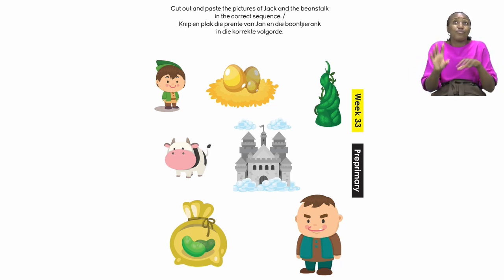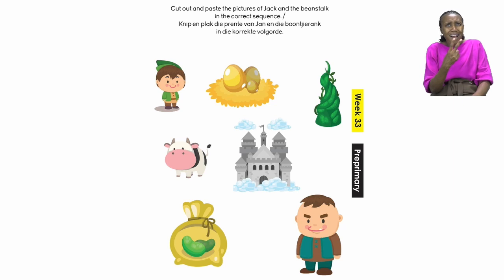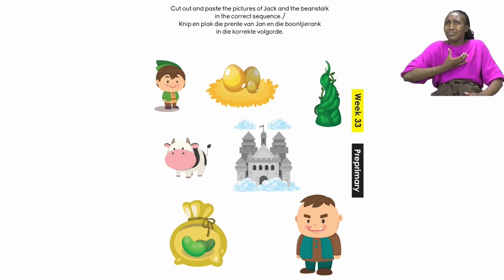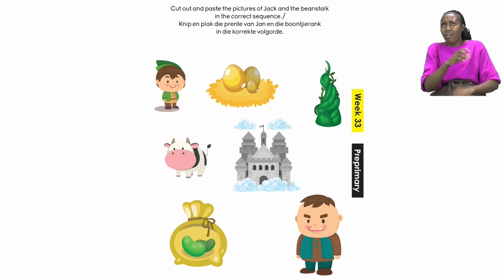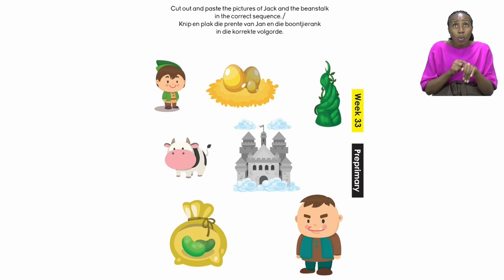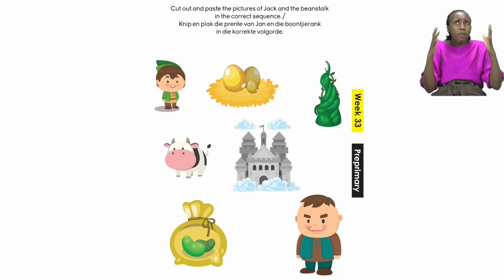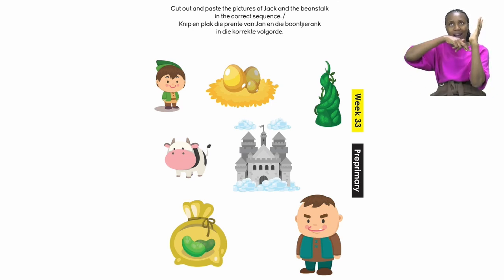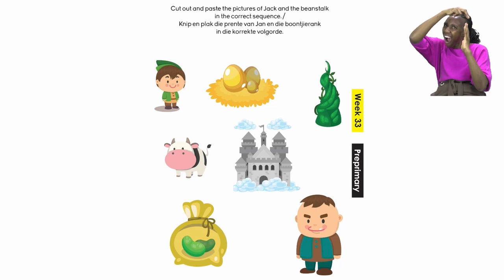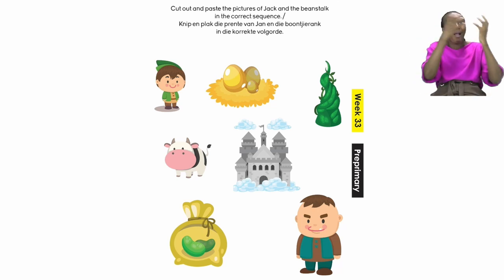When Jack's mother saw the beans, she was very angry. She threw the beans out of the window. The next morning, Jack looked out of the window. There was a giant beanstalk. He went outside and started to climb the beanstalk. He climbed up high in the sky through the clouds. Jack saw a beautiful castle. Then he went inside.